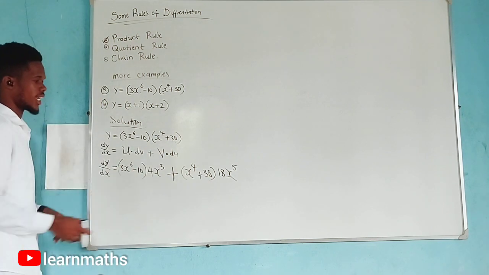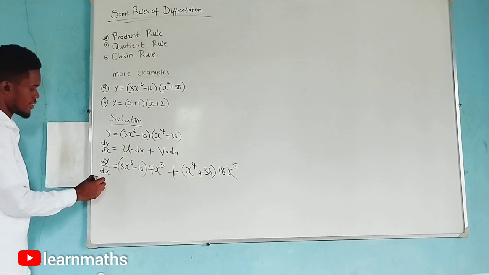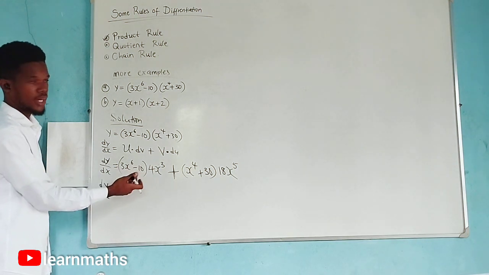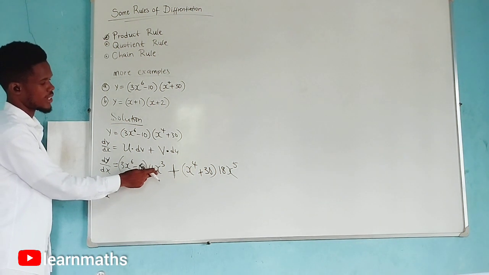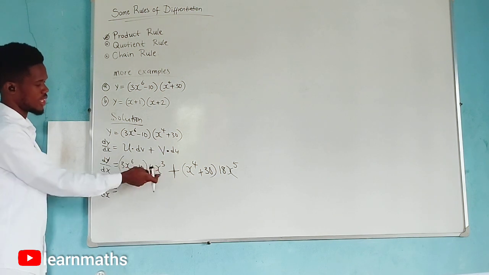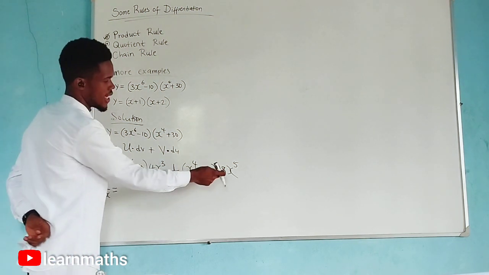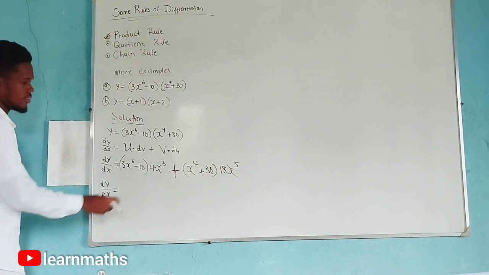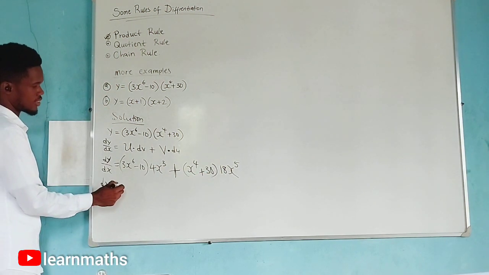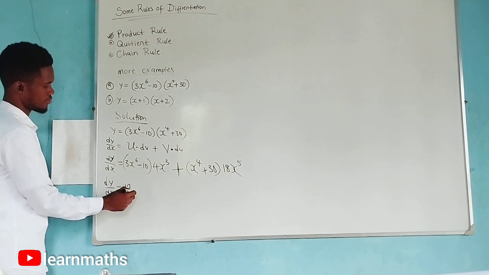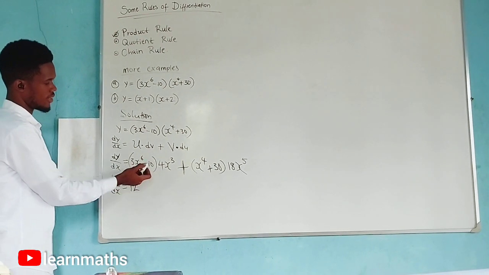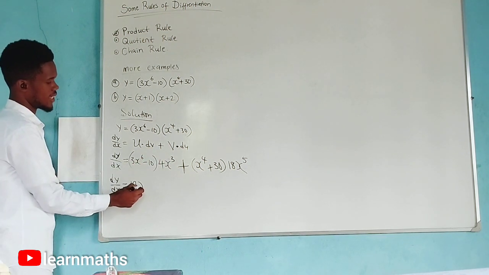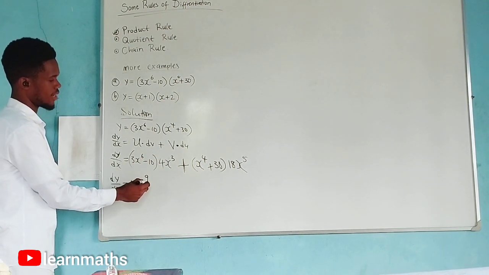So let's just open these brackets and finalize with our answer. dy/dx is going to be equal to, open this bracket, this is what we do. Use this 4x^3 to multiply these two terms, and also use this 18x^5 to multiply these two terms. So 4 times 3, that's 12, right? Then x^3 times x^6, that's x^9, right?